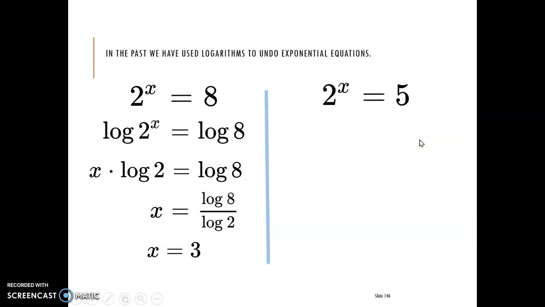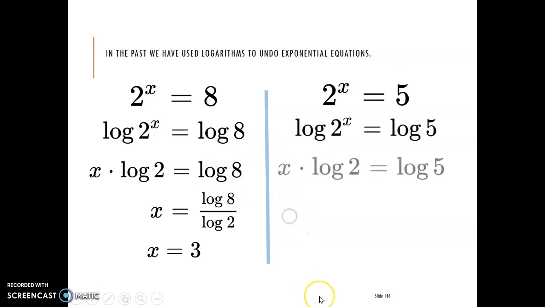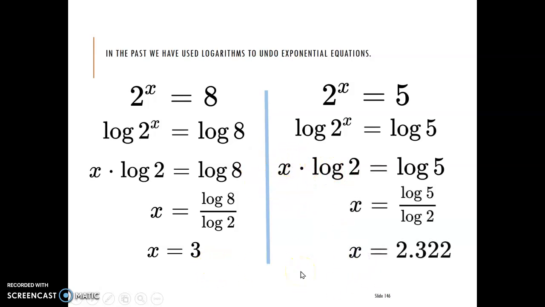Now let's try something that isn't so obvious. So 2 to some power is going to equal 5. It's going to be what? More than 2, but less than 3. So what we're going to do is take the log of both sides. We're going to apply the power rule. And then we're going to get this log 2 away from the x because it's being multiplied. And we get x is equal to 2.322. And we'll round to some number. I'll tell you what to round to.